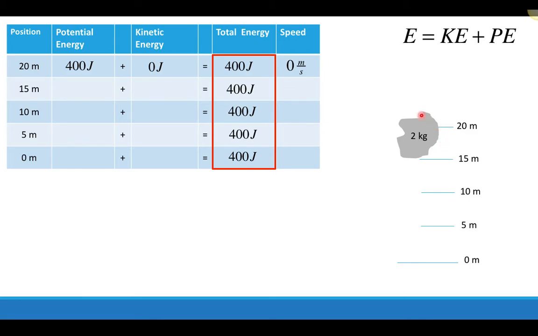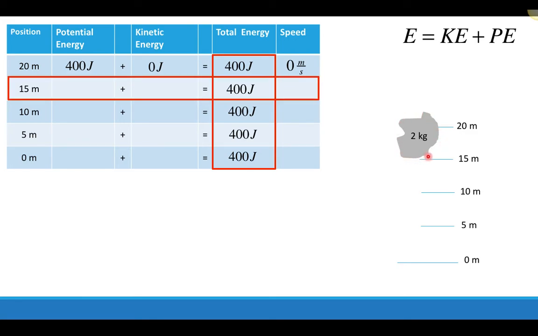All right, so now my rock has moved down to the 15-meter mark, and I want to know the potential energy, kinetic energy, and the speed. Obviously my rock is now moving, right? It has some speed associated with it. I don't know what the kinetic energy is at this point, and I don't know what the speed is. So maybe I need to start somewhere else in this particular case.